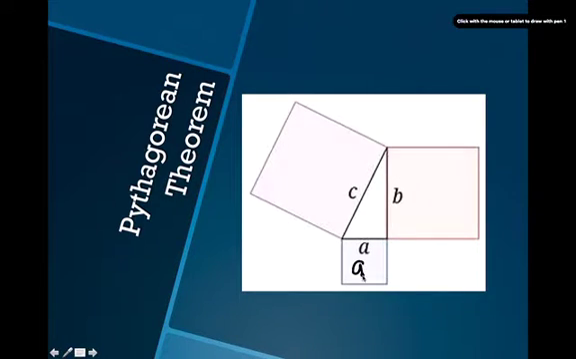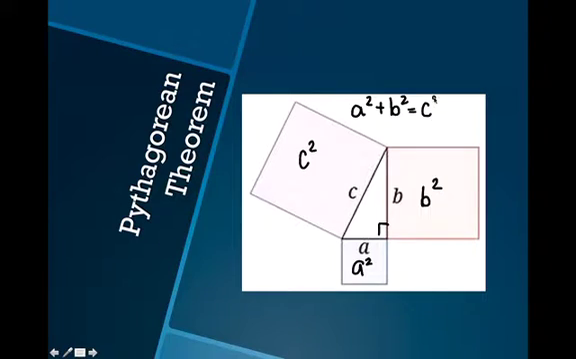If we take the area of the square off of the one leg and add it to the area of the square off of the other leg of a right triangle, it'll equal the area of the square off of the hypotenuse. And we get this a squared plus b squared. It's the sum of those two areas added together gives you the area of the square off of the hypotenuse. You're going to see the Pythagorean theorem throughout this unit.